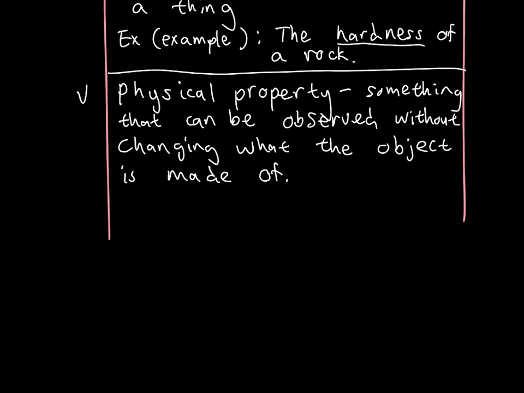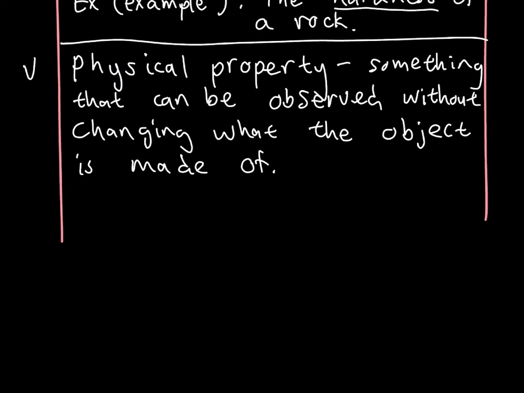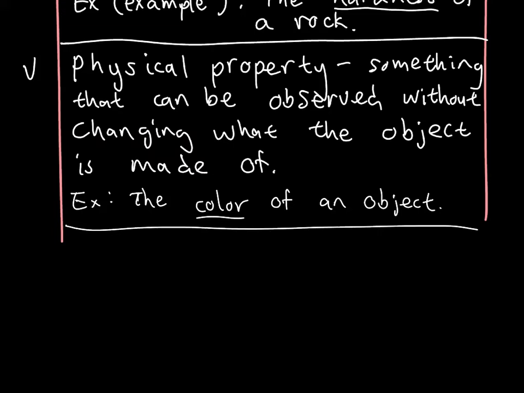And an example of this will be, I'm going to write EX for example, the color of an object. So in this case, the color is something that you can observe for an object without changing it to something completely different. Okay, we're going to skip another line. I'm going to draw it on mine.